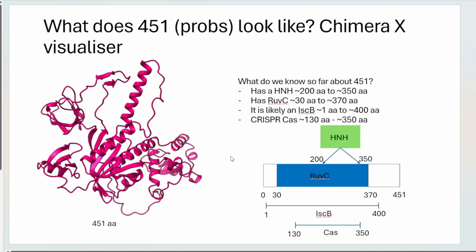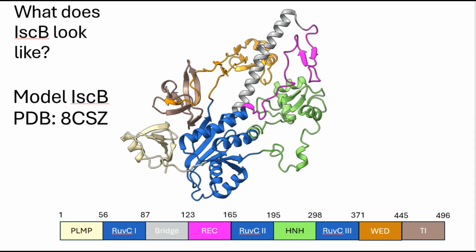So let's visualize that. Let's draw our entire query search, 0 to 451. RuvC between 30 and 370. HNH, remember, exists somewhere within the RuvC. HNH 200 to 350. ISCB from 1 to 400. Almost the entire query search is ISCB. And Cas9 is 130 to 350. Not bad. Okay, so let's compare it to a model.